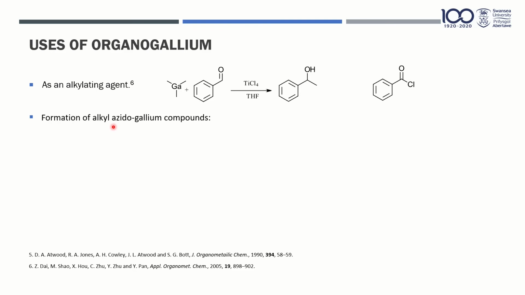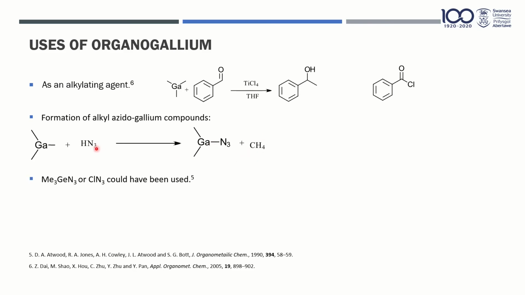We also have alkyl azido-gallium compounds. Here we have trimethyl gallium and hydrazoic acid. We'll then get out the other end azido-dimethyl gallium and a bit of methane. You could use different azido agents such as azido chloride or azido-trimethylgermanium.